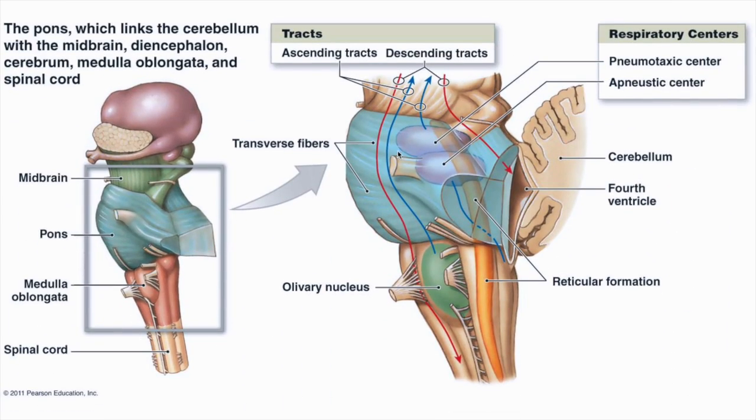And in the pons here, the pons relays sensory and motor information to the cerebrum and cerebellum, and it can adjust the respiratory rate. Here's the respiratory centers in the pons, which you'll learn more about next semester.